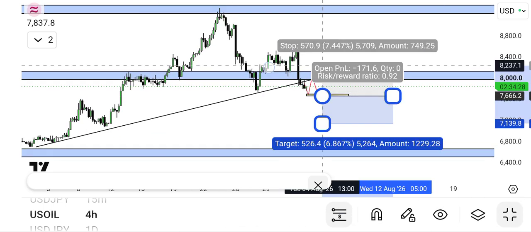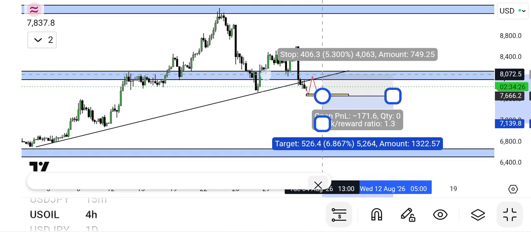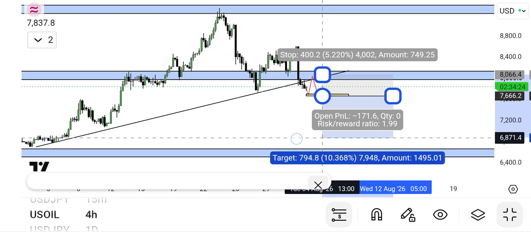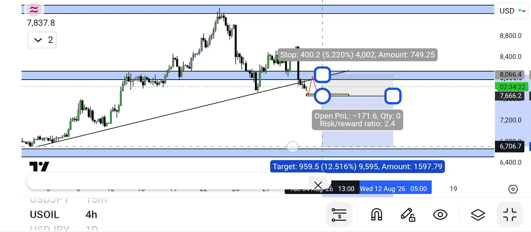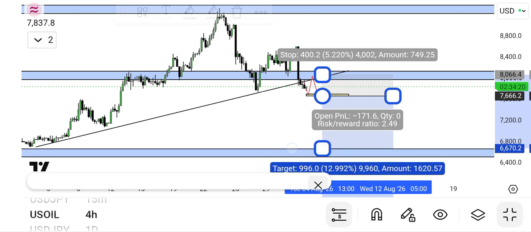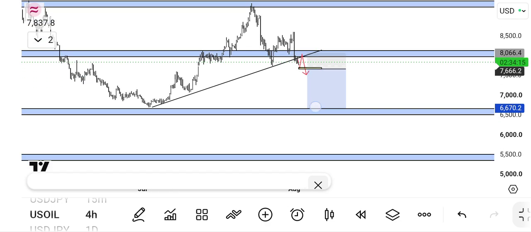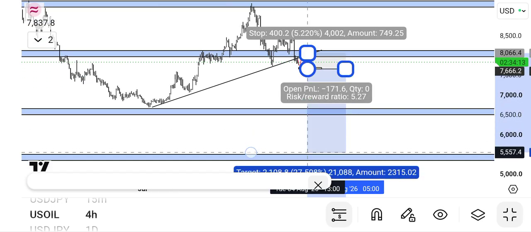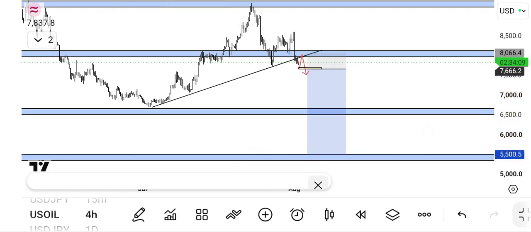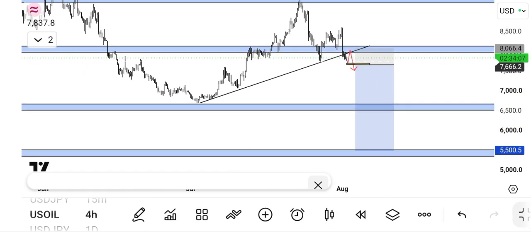So something like this, a 1 to 2, 1 to 3 is enough. This is what I'm going to be expecting, though this is just a rough estimation. Then I'm going to be swing trading down to this place. It's going to be a 1 to 5 risk to reward. So that is what I'm going to be expecting on US oil.